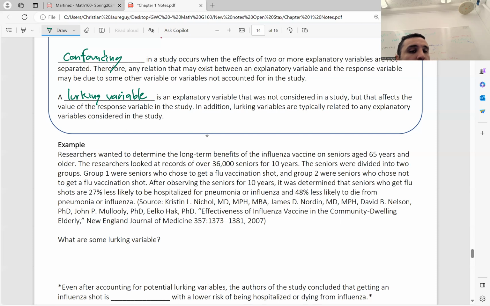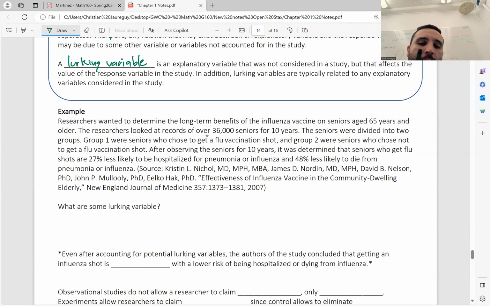But a good example here. We want to determine the long-term benefits of the influenza vaccine on seniors aged 65 years and older. They looked at 36,000 seniors for 10 years. There were 2 groups. Group 1 chose to get the flu shot. Group 2 did not choose. And after observing these seniors for 10 years, it was determined that seniors who get the flu shots are 27% less likely to be hospitalized and 48% less likely to die.